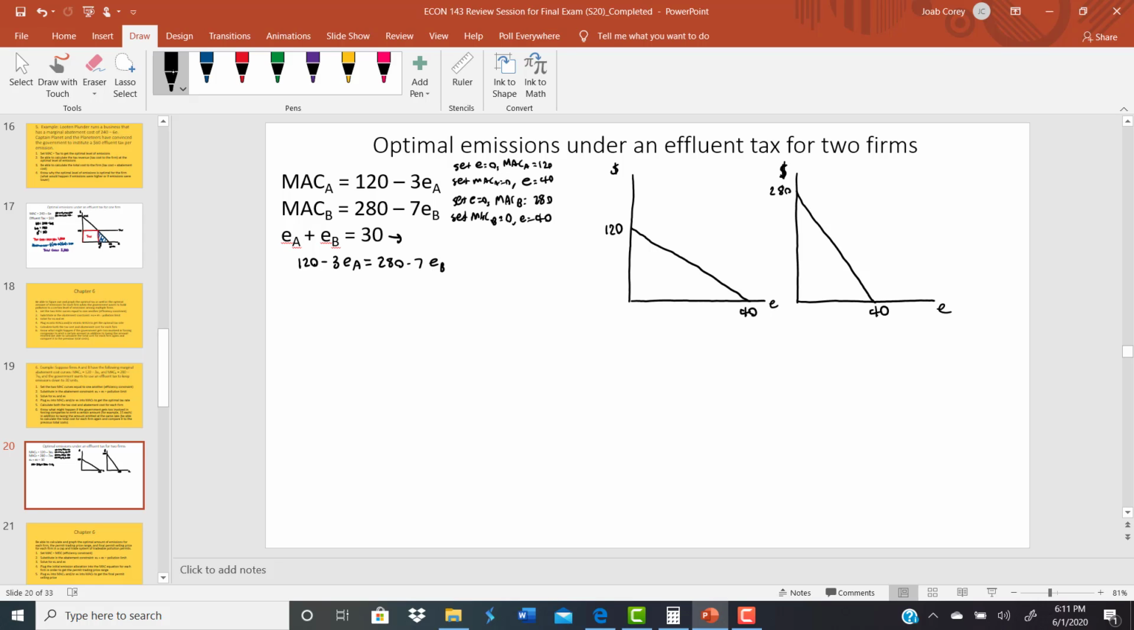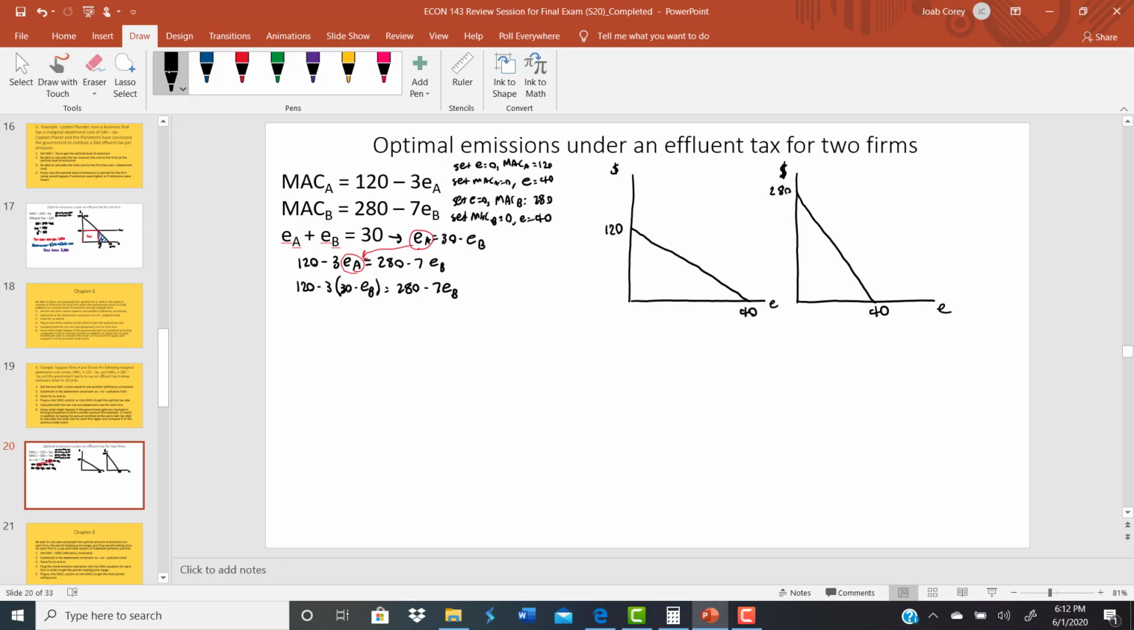It's important to note that using this equation, we know that E sub A is equal to 30 minus E sub B. And the reason why that's important is that we're going to plug this E sub A into this equation's E sub A in order to get one equation with one unknown. So certainly nothing that we haven't done before, but just make sure you know that that's what's coming. So we got 120 minus 3 times 30 minus E sub B, and it's going to be equal to 280 minus 7 E sub B.